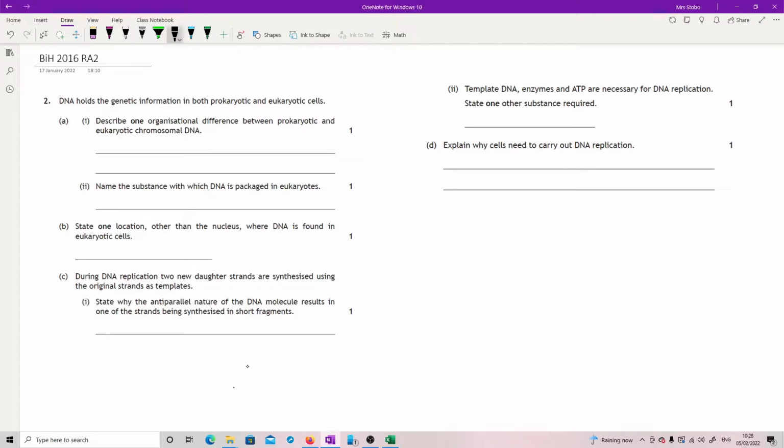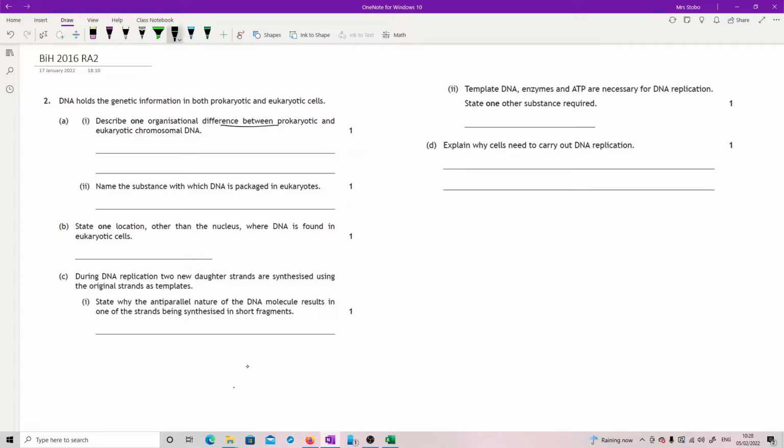Question 2. DNA holds the genetic information in both prokaryote and eukaryote cells. Describe one organizational difference between prokaryote and eukaryote chromosomal DNA. Okay, so organizational difference. So we're looking for very specific things about how they are organized within the cell. And you know different things about this. But it does say the difference between, so that means you need to give how they are different, okay?